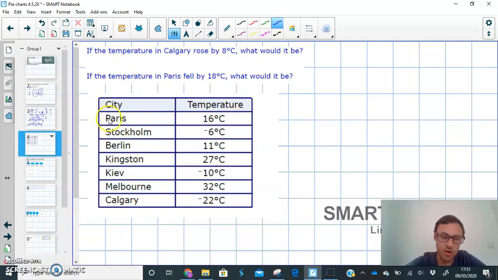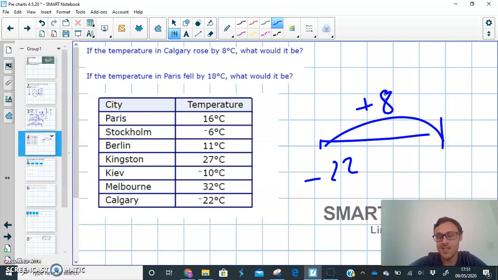Then a couple of questions based on a table. If the temperature in Calgary rose by 8, what would it be? Here it's minus 22, rises by 8, nice and straightforward. You'll be absolutely fine with that. Minus 22, we are adding 8. Remember, it's going to go minus 21, minus 20, minus 19, etc. But this will all be really straightforward for you.